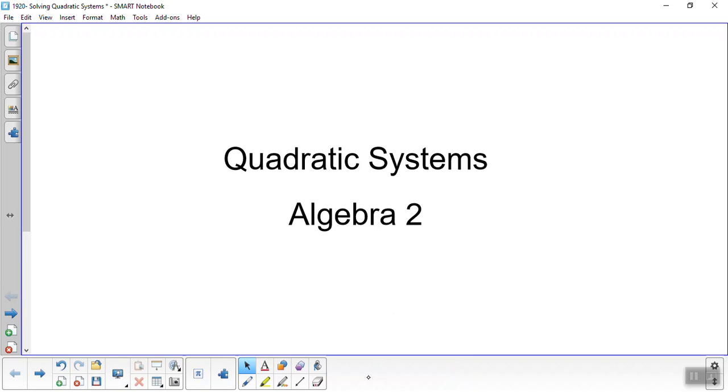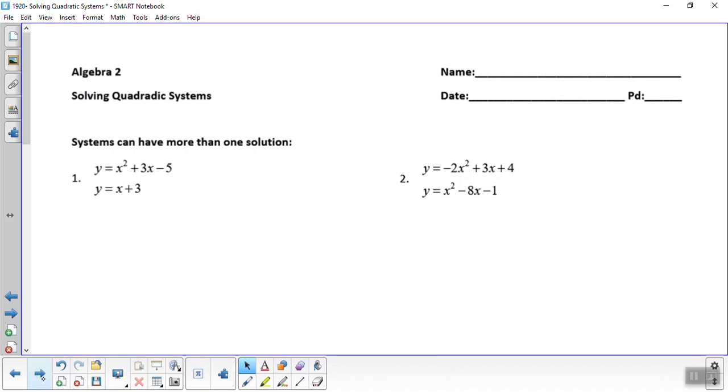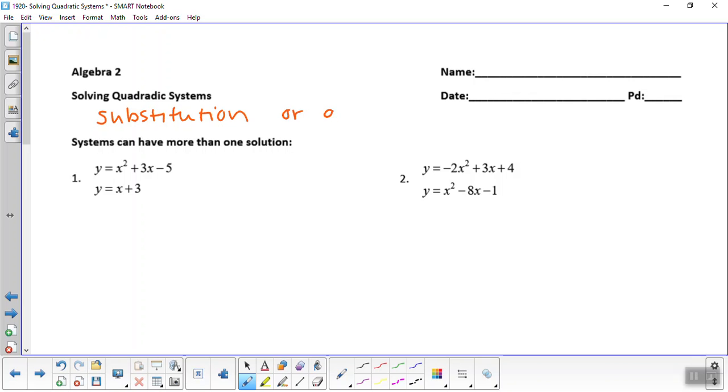Quadratic systems with algebra 2. Solving quadratic systems is very similar to how we solved our algebraic systems, our linear systems, except we have two ways. We can either do it by substitution or by graphing. So there is no elimination method with this.